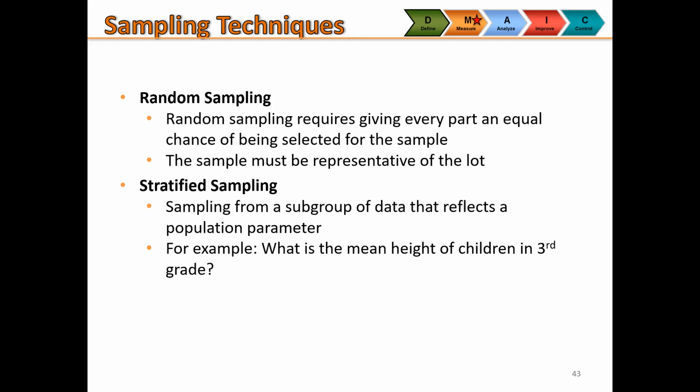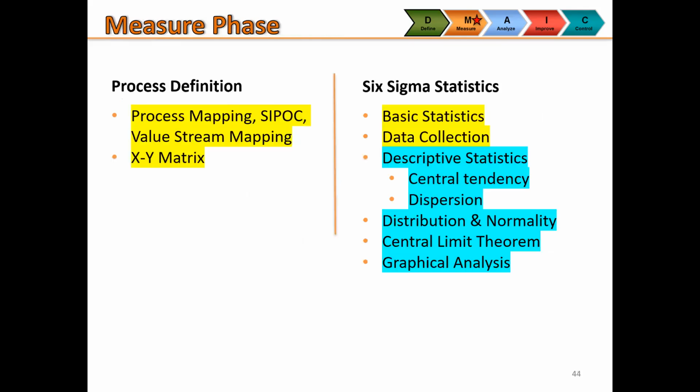The two types of sampling are random and stratified. So random is every part has an equal chance of being selected, and they have to be representative of the lot. Then stratified sampling is a subgroup of data that reflects a population parameter. For example, what is the mean height of children in the 3rd grade? So the subgroup of data is actually 3rd graders, and we're going to sample from that.